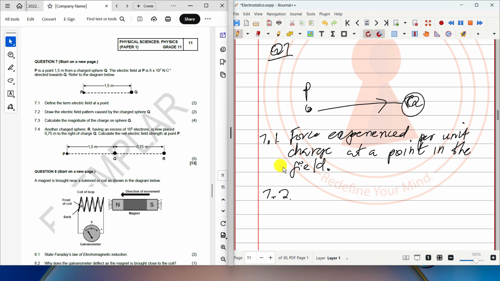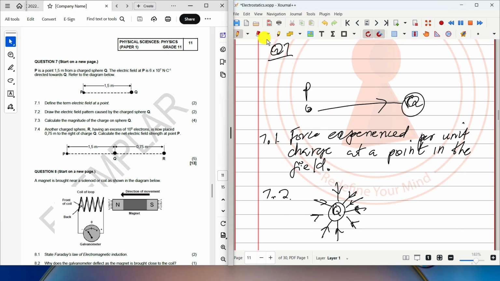7.2, draw the electric field pattern caused by charged sphere Q. Remember what I said to you? When you look at the electric field, they said the electric field strength is directed towards Q. If it's directed towards Q, you can see that it means the field lines are coming inside Q. And this can only be a negative charge. So let me just write it as a Q, and then I'll draw the field lines like this. This is to say it is a negative charge.